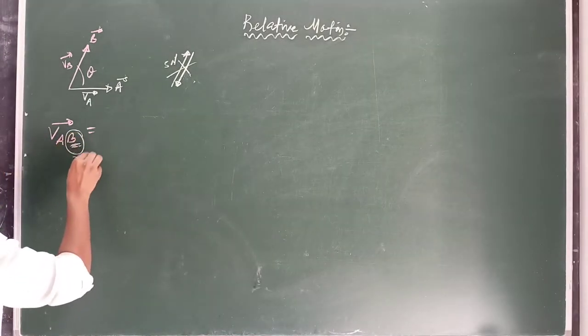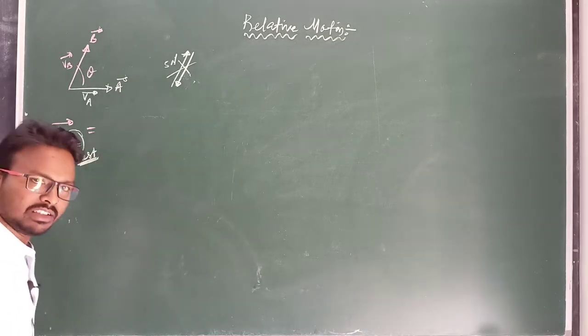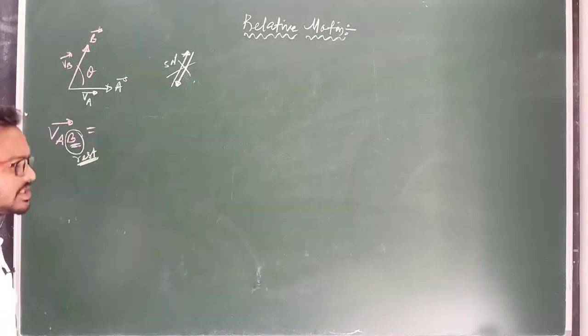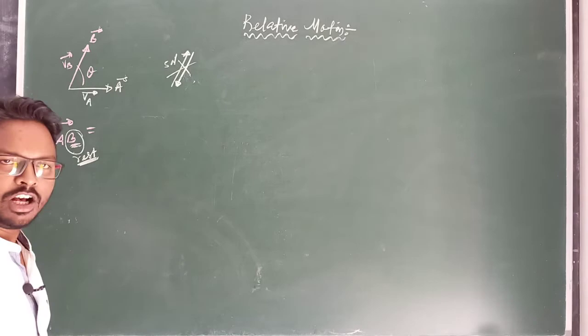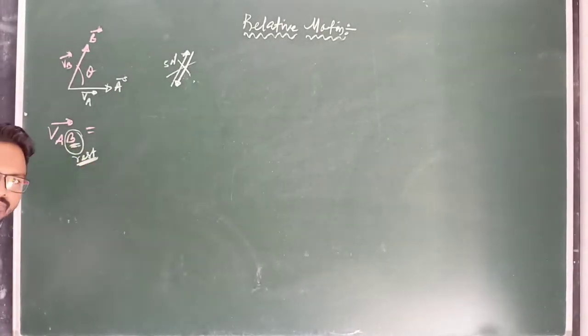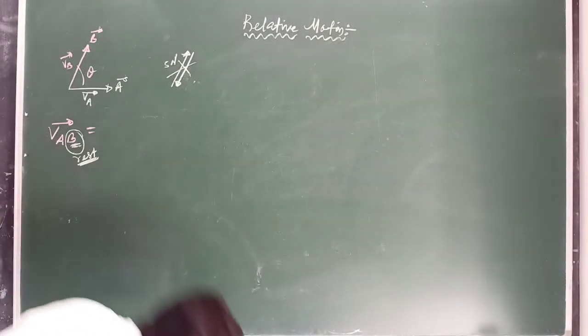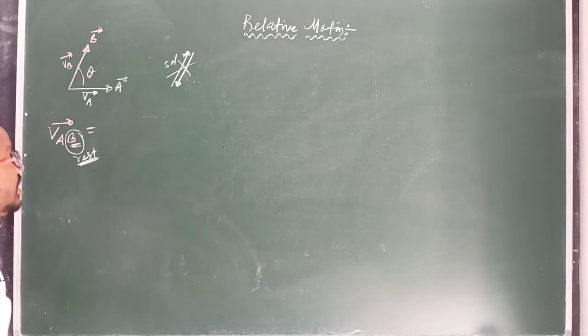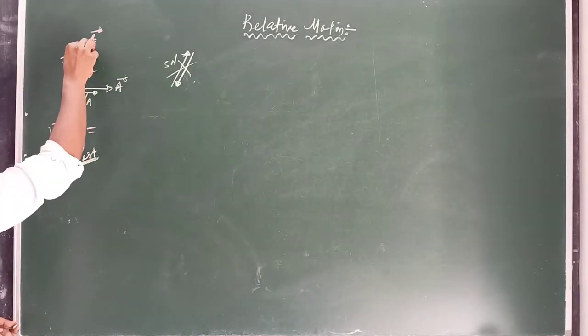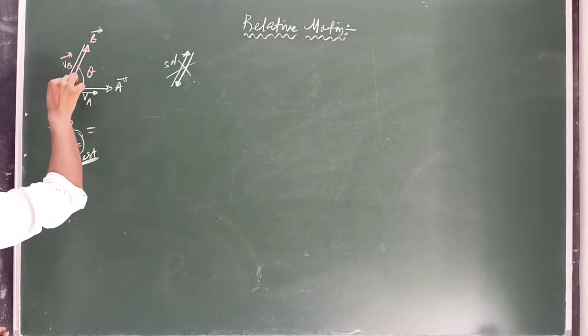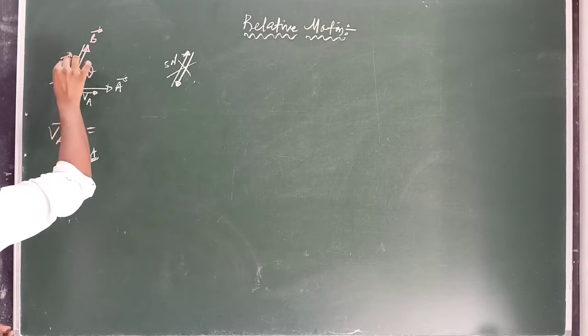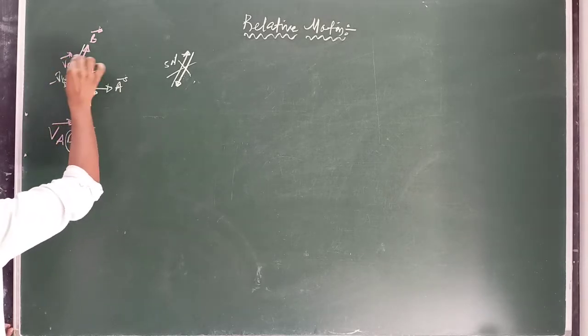To make B's velocity at rest, we have to make this velocity 0. So how can we make this velocity 0? In this case we have to make another negative vector here. If we place another negative vector here, that is minus VB vector, then minus B plus B equals 0.